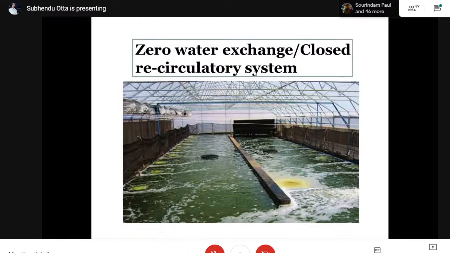Another method is the zero water exchange or closed recirculatory system. In that system, you can initially treat your reservoir system, so you are making sure that your water is good, and the same water you have to circulate. So you are totally cutting off your system from the outside environment. In that way, you are making sure that you are not taking pathogens from outside.